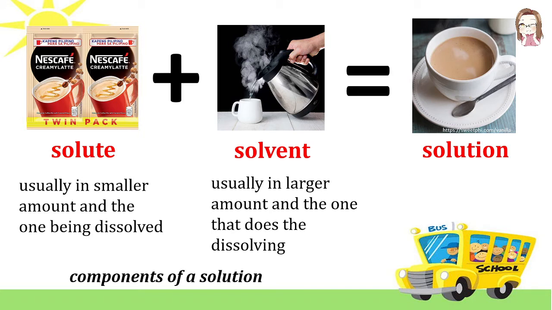So, siya yung nadidissolve doon sa solution. Siya yung dinidissolve ng ating other component na tinatawag nating solvent. The solvent naman is usually in larger amount, and the one that does the dissolving. So again, what are the two components of a solution? Yes, we have the solute and the solvent.